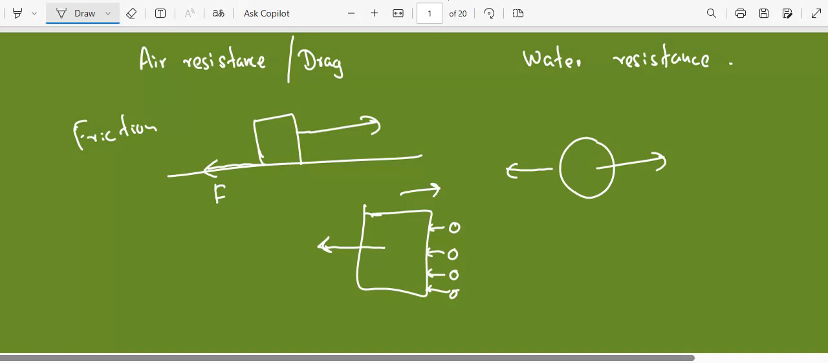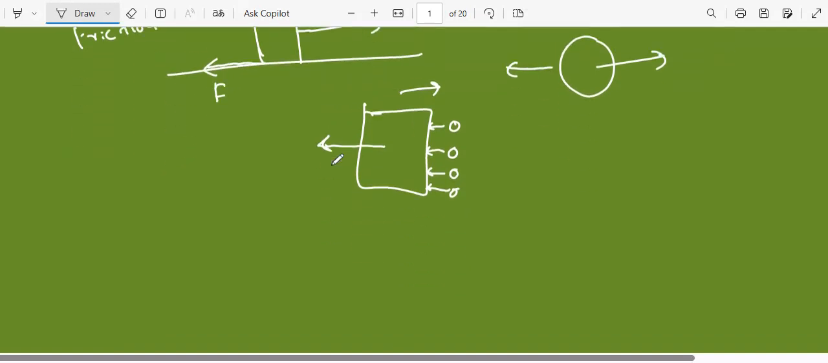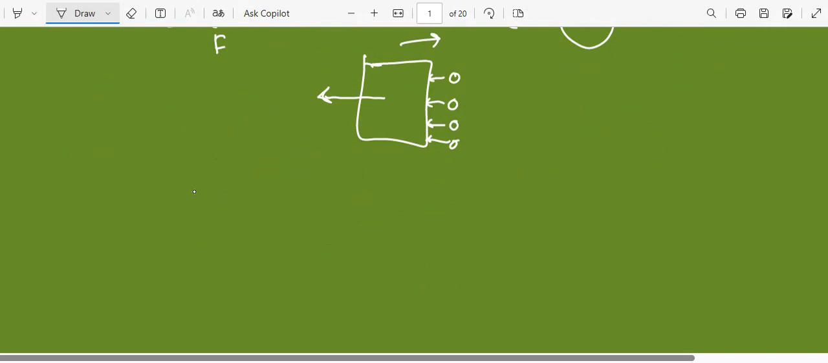Is it clear? Now think, you are swimming, right? Is it easy to swim compared to walking in air? If you try to walk in the water, whether swimming or trying to walk in the water, it is much more difficult, isn't it? Yeah, so why is that?